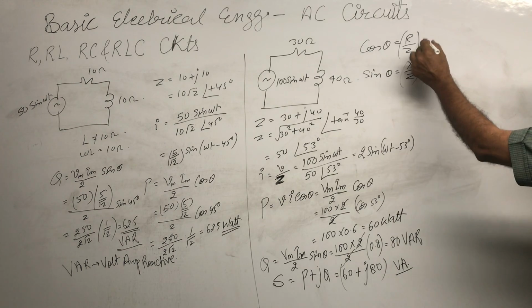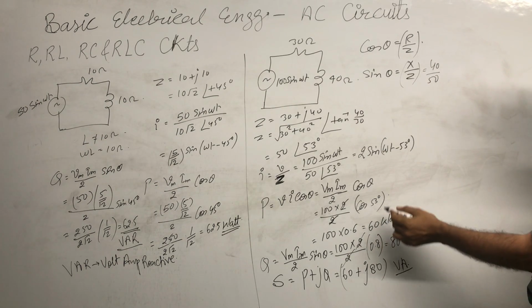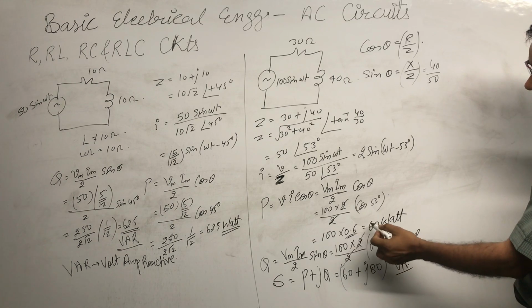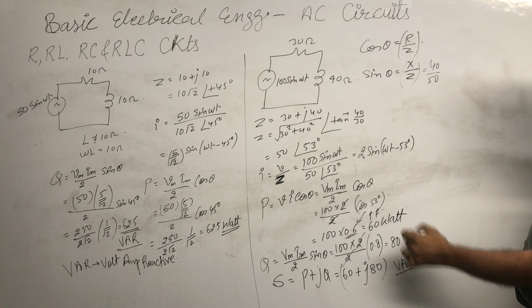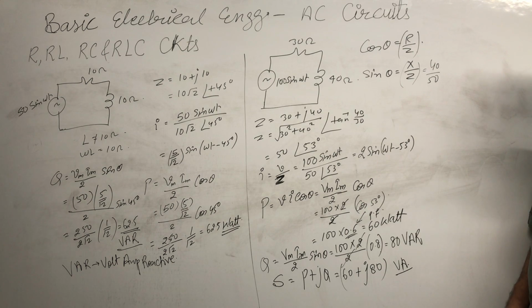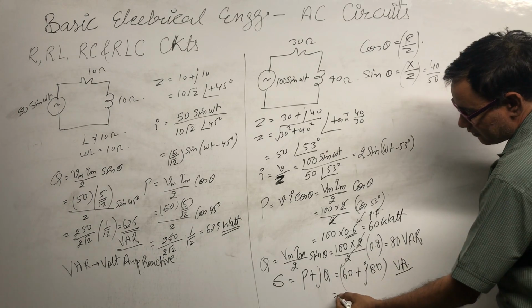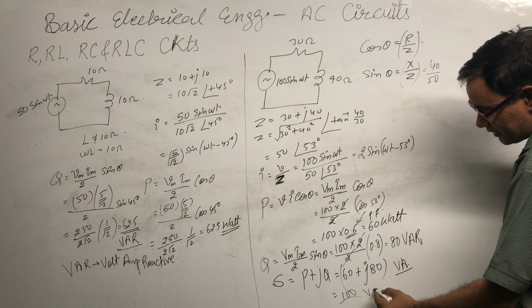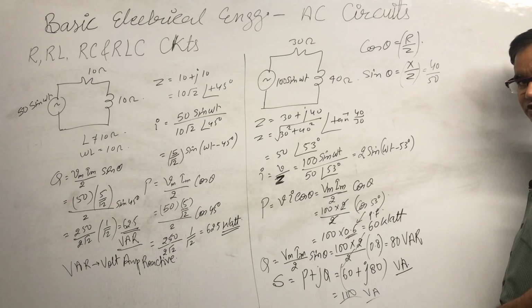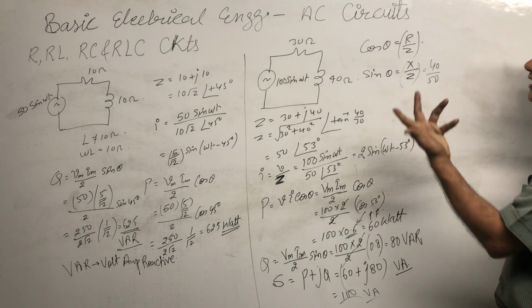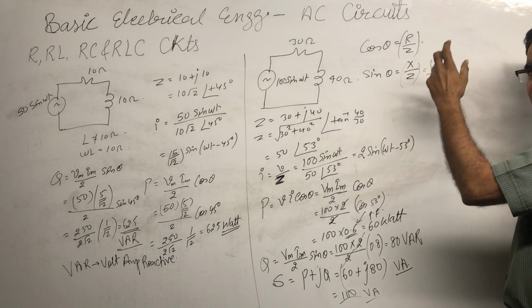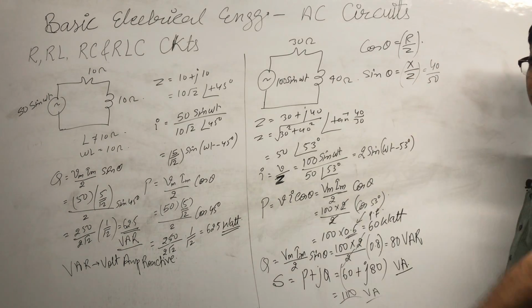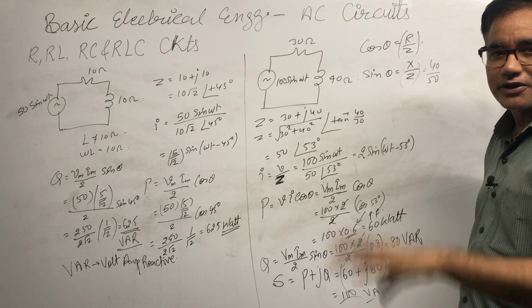This cos theta is nothing but the power factor. So power factor of the circuit is 0.6. This is the power factor. Power factor means the component of real power out of the total power. Total is 100 volt ampere, and the real component is 60. So power factor is 0.6. And power factor is nothing but the real part of the circuit, the real resistance, with respect to the total impedance offered.